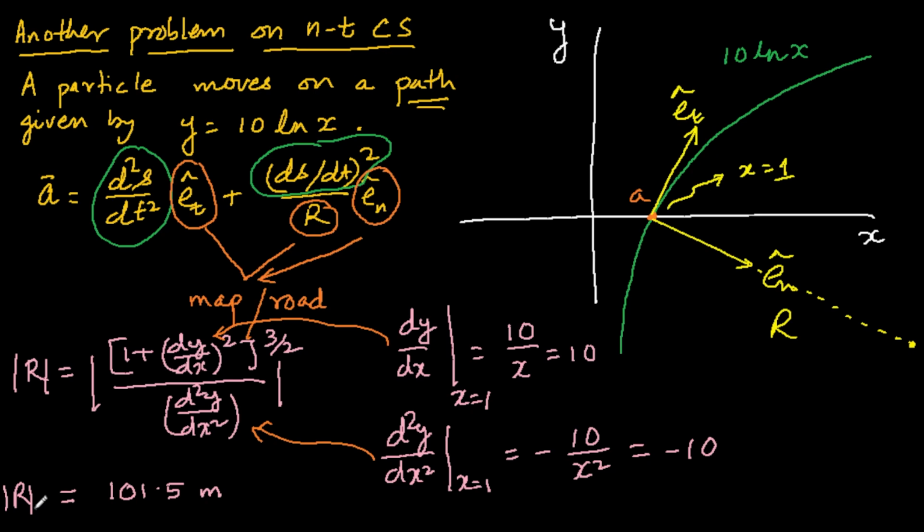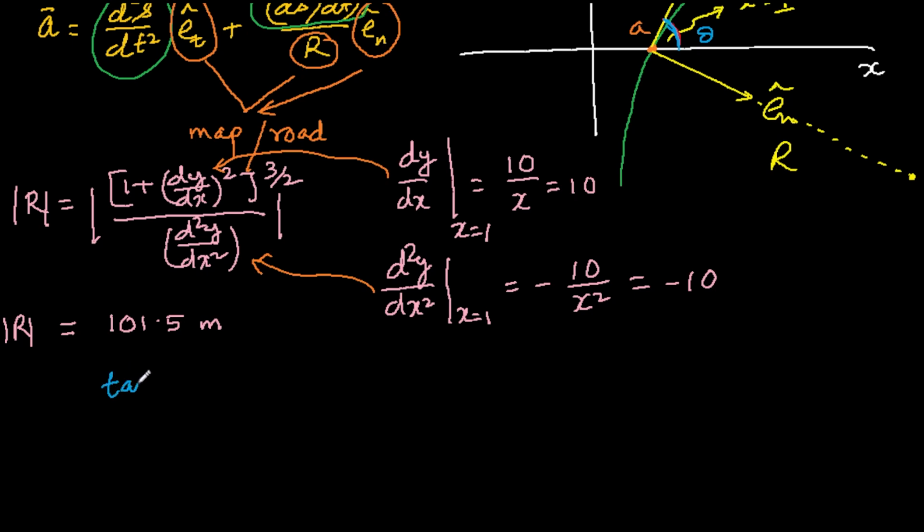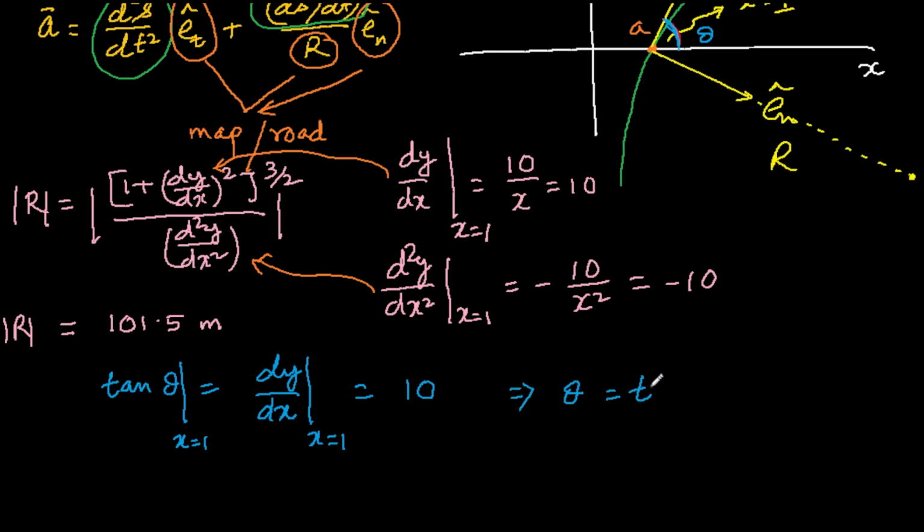Now how to figure out ET and EN? These are the two other things which we are asked to find out. See, this ET has got a length of 1 unit, right? So we just need to find out this angle theta. I'll draw with this. If this angle theta is known, then everything can be figured out. Now how much is that? Tan of theta is nothing but dy over dx, right? So if I want to calculate tan of theta at x is equal to 1, then I have to evaluate dy by dx at x is equal to 1, which we have already figured out is 10. So theta will be nothing but tan inverse of 10, which is around 84.3 degrees.